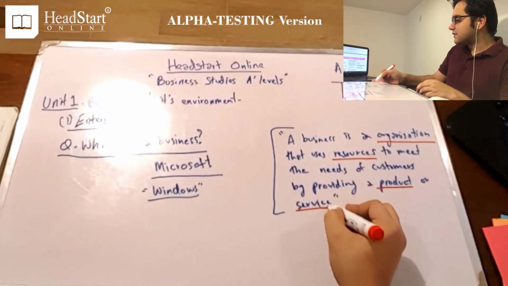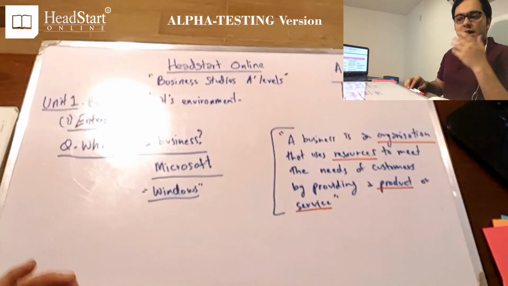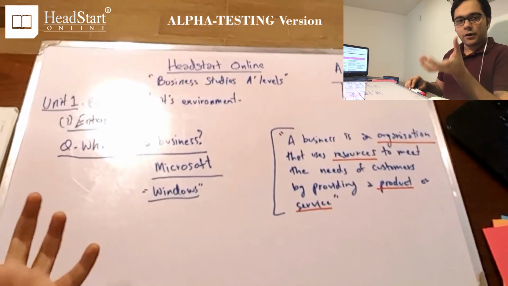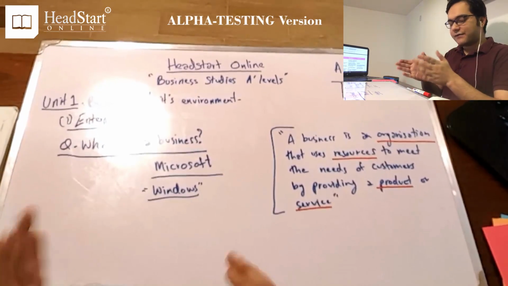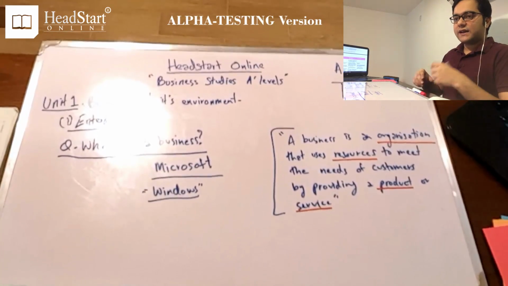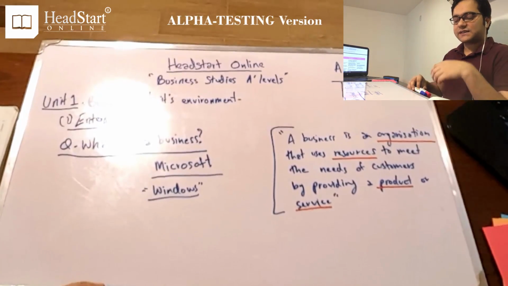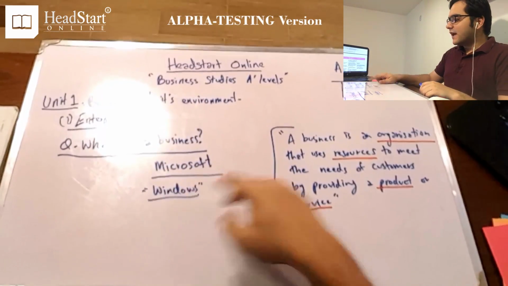Now, what's the difference between a product and a service? A product is a tangible good. It's something that you can touch. It's something that you can actually have in your hands. It's a physical product. While a service is more intangible, in that it only exists as a service but not as a set product. Now, Windows is a product.